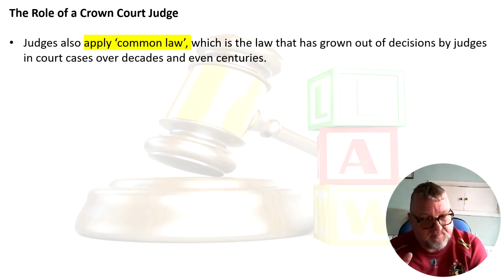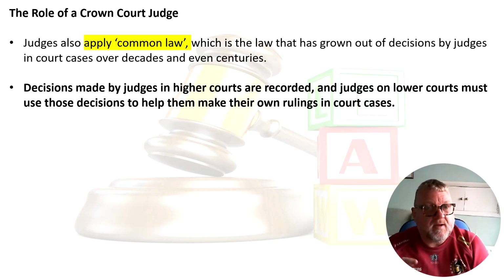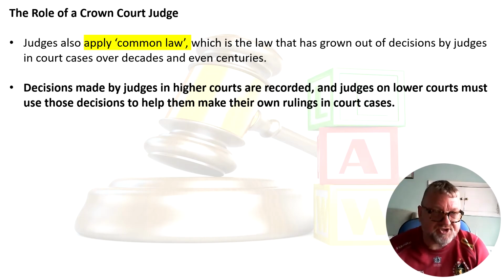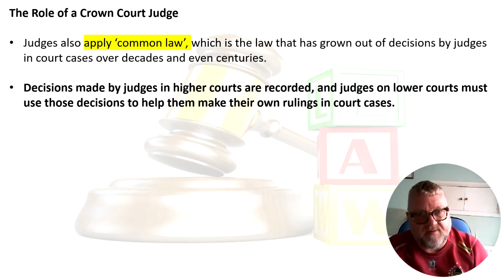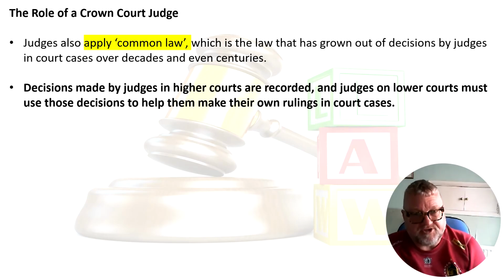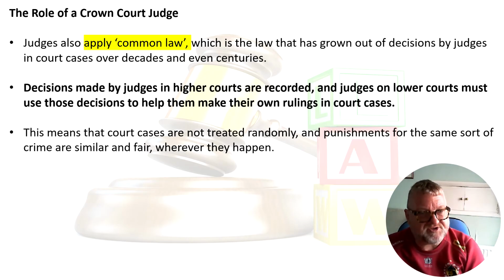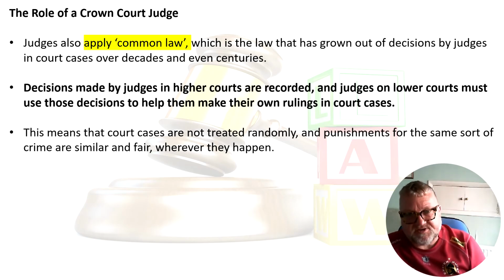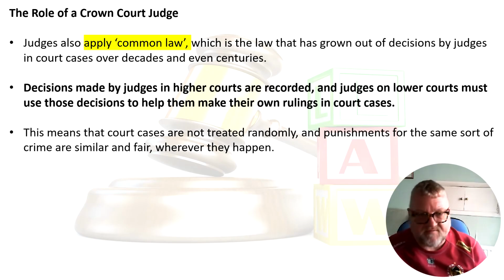And I'm going to go into this in a bit more detail because this is how judges actually make law. But first of all, let's just remember that any decision made by judges in a court, High Court, Crown Court, Supreme Court, Court of Appeal, whatever, they're recorded. And if you are a judge in a lower court, you use those decisions to help you make your own ruling in your court cases. So what that means is court cases aren't treated randomly, and punishments for the same sort of crime are similar and fair wherever they happen.